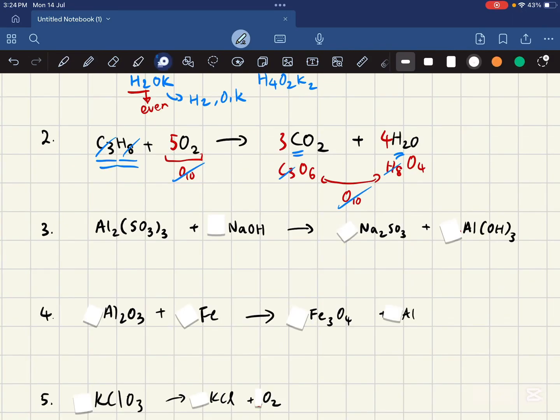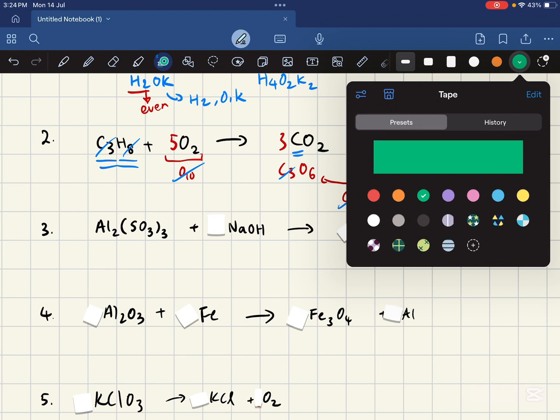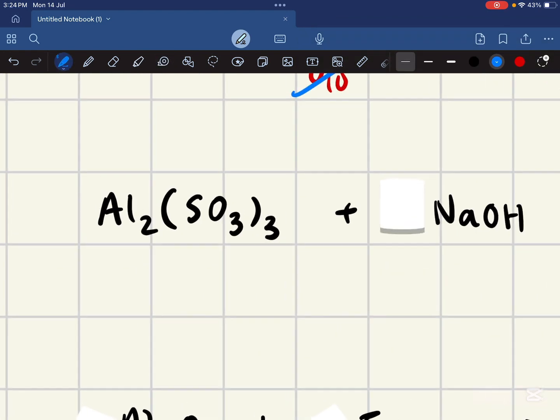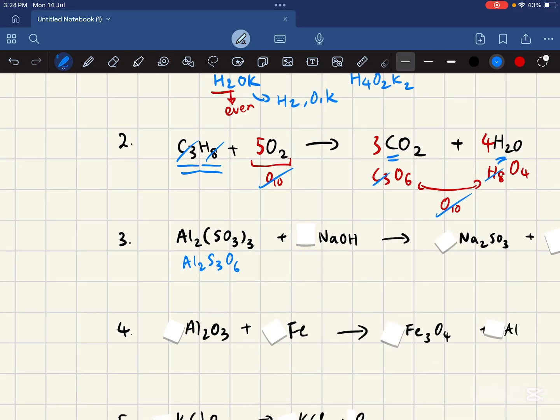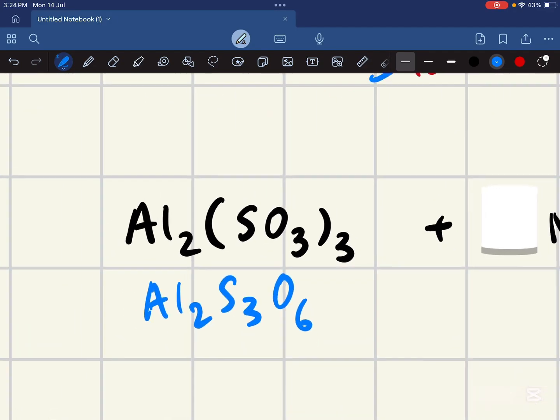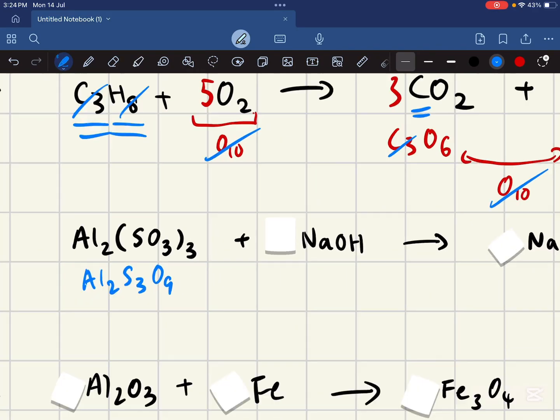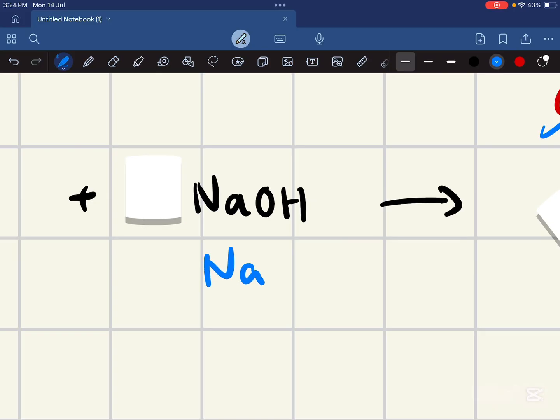Now do note that the next few equations I'm going to go through, I haven't tried them myself. So I'm going to do it with you guys. So let's start. Now there are brackets, so that means more expansion. Here's Al2, S3, and O6. Sorry, O9. Simple mistakes like that can make your life a bit more difficult.